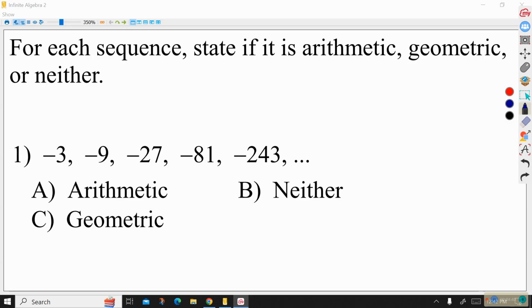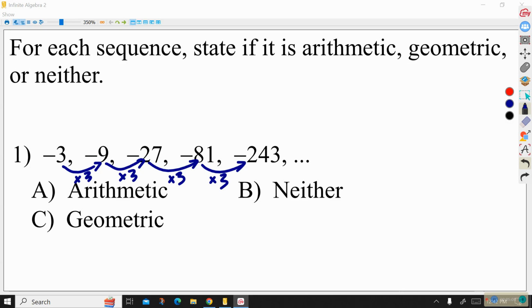We'll take a look. For each sequence, it says state if it's arithmetic or geometric or neither. So in this case, we should be able to tell that each term is getting multiplied by 3, right? 9 times 3 gives me 27. Negative 27 times positive 3 gives me negative 81. Notice all of these terms are negative, so we know we don't have anything weird going on with the signs.